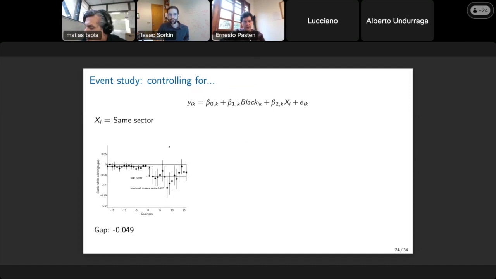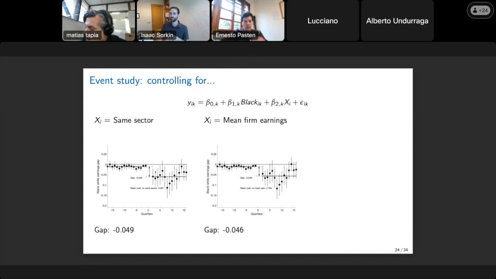So on the right-hand side, I'm additionally controlling for same sector, and so basically I'm asking how much of the Black-white gap can be explained by the fact that Black workers are less likely to get a job in the same sector. What you can see is that the gap shrinks from 5.3 log points to 4.9 log points. That explains about 6% of the gap. So it's there, but it's quantitatively very small. That confirms that same sector matters, but it's quantitatively small.